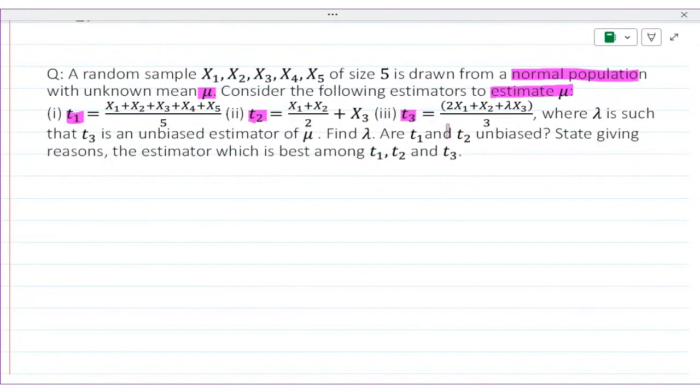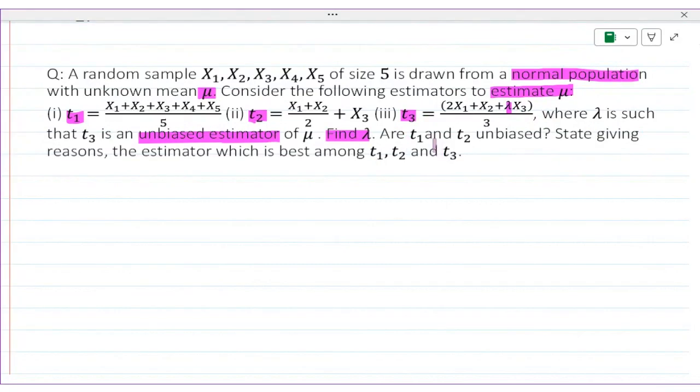Where lambda is such that T3 is an unbiased estimator of mu. So lambda is chosen in such a way that T3 is unbiased. What is the meaning of unbiased? We will apply expectation on both sides, keep it equal to mu, and then we'll find the value of lambda. So first we have to find lambda.